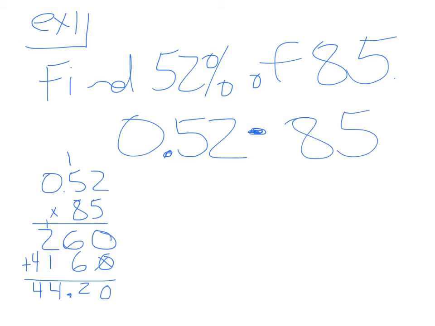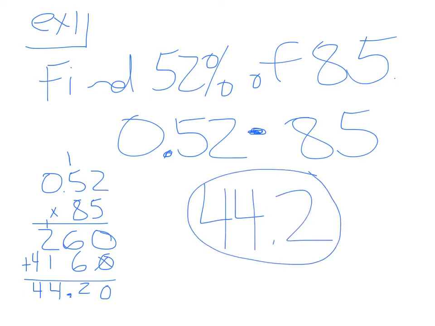After multiplying here on the side, I ended up with 44.2. So that is my answer. That 44.2 is 52% of 85. So if you had a 44.2 as a score out of 85 points, you would have a 52%, an F. Alright, let's move on to example 2.